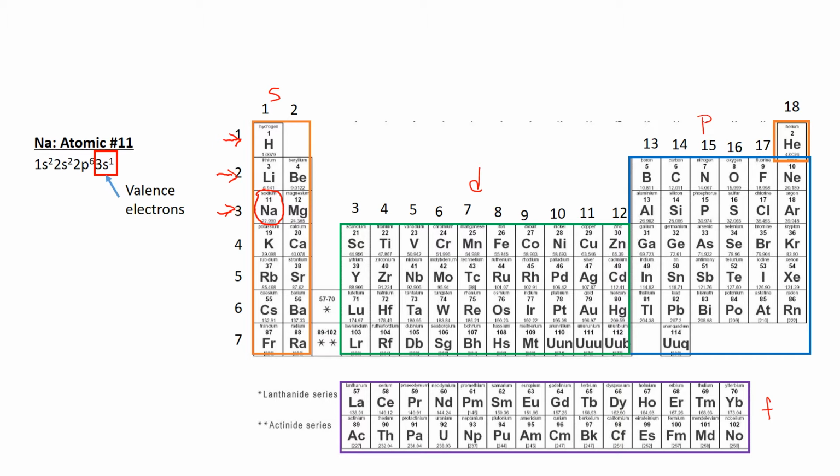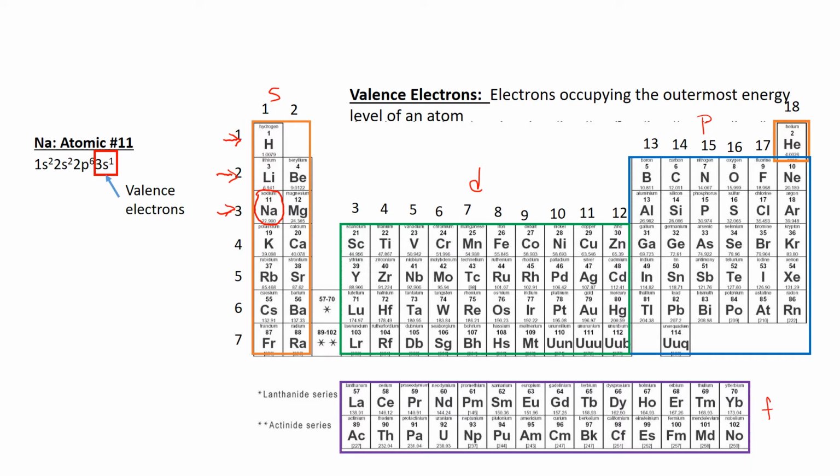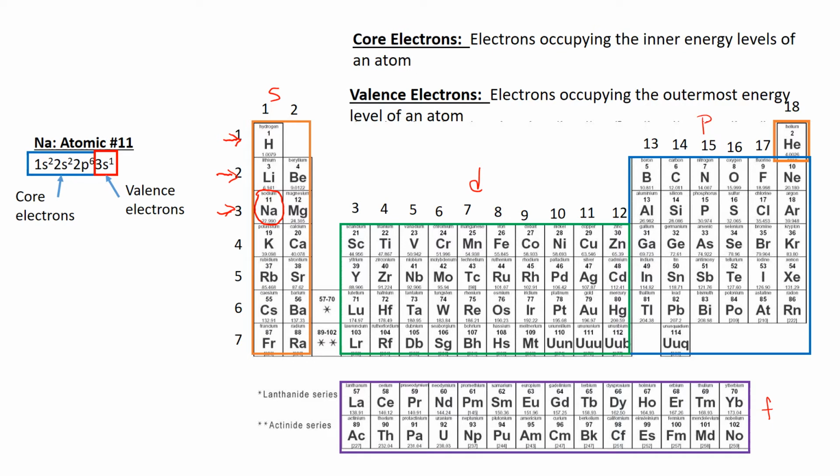These are what are known as valence electrons, and valence electrons are those that occupy the outermost energy level of an atom. In this case, for sodium, that outermost energy level is the third principal energy level. And this is separated out in the Noble Gas Shorthand from what we call the core electrons. These core electrons are those that occupy the inner energy levels of the atom. So in this case, the electrons that we were covering in the first and second rows, or the first and second principal energy levels.